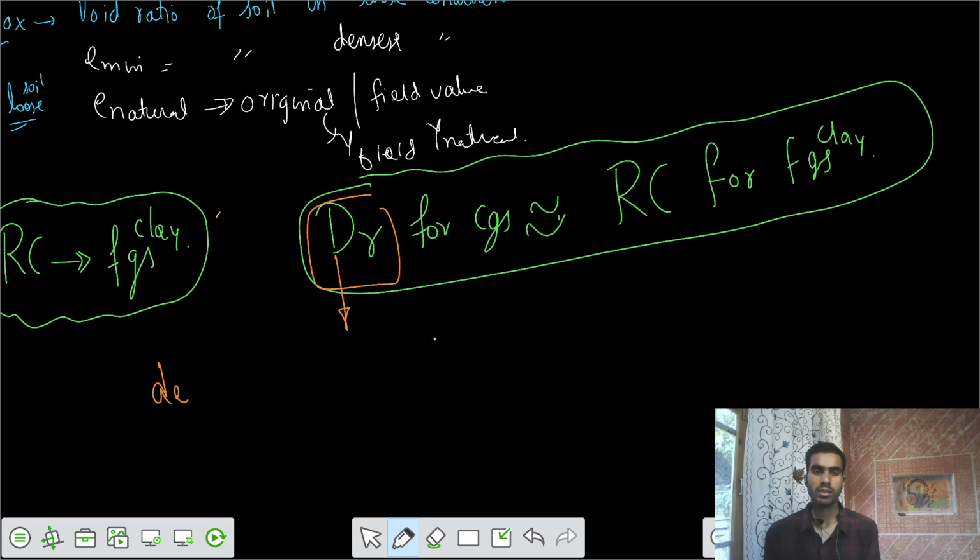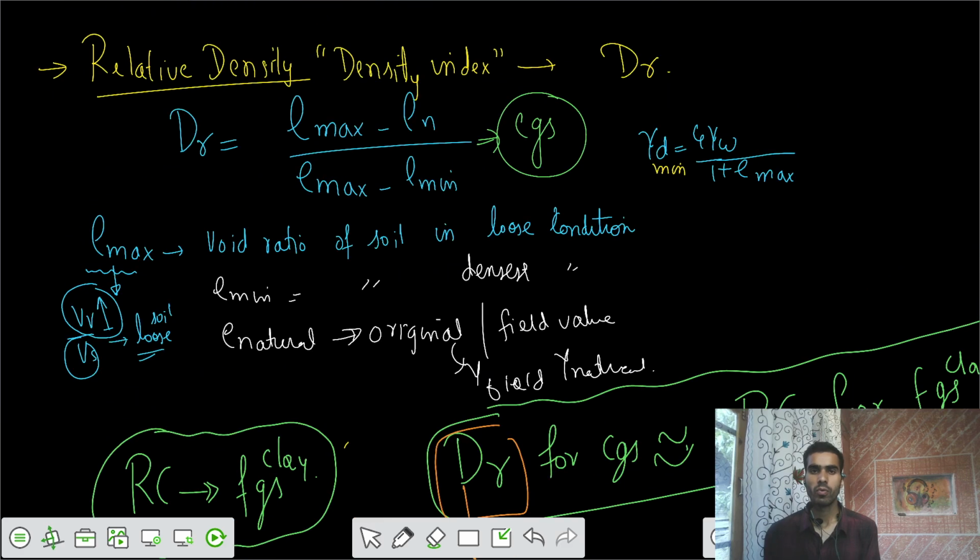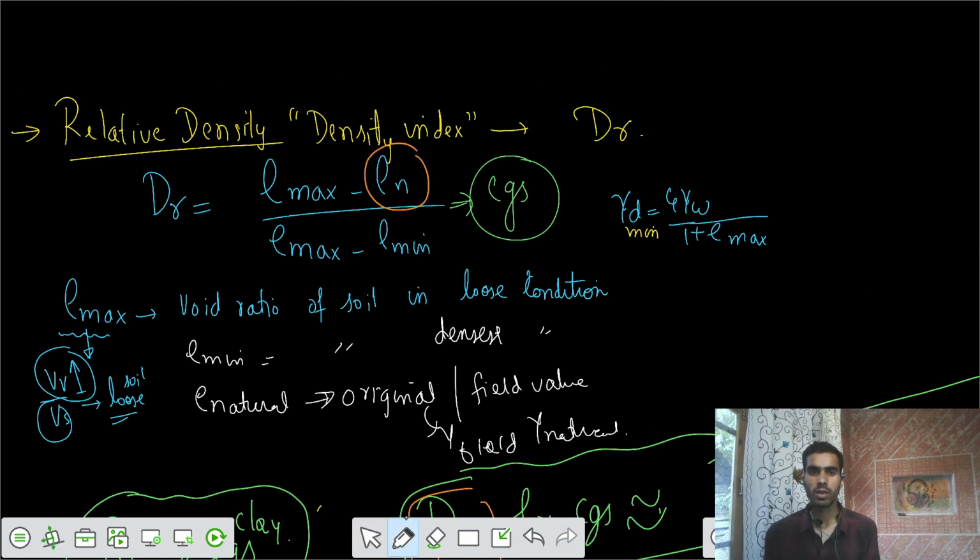degree of denseness or degree of looseness, that is, how much the soil is in the loose condition or in the dense condition. Because we are comparing our natural condition with the maximum versus minimum condition, we can get an idea whether our soil is in a loose state or in the densest state.